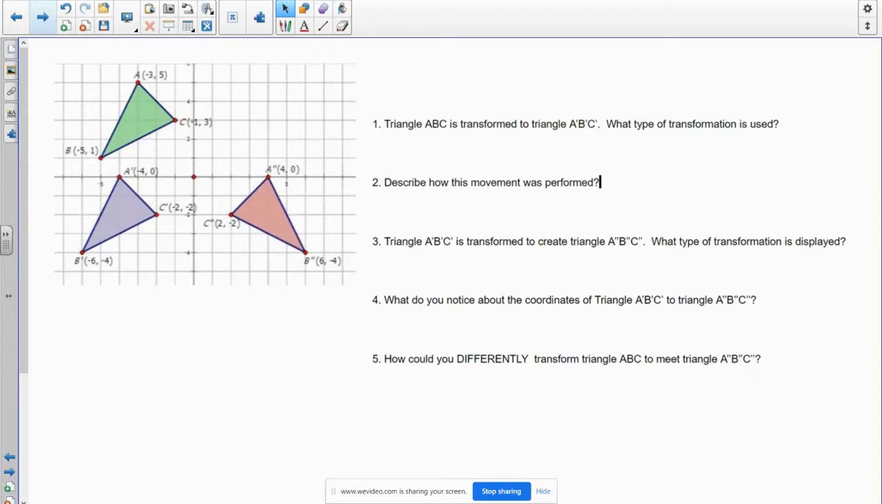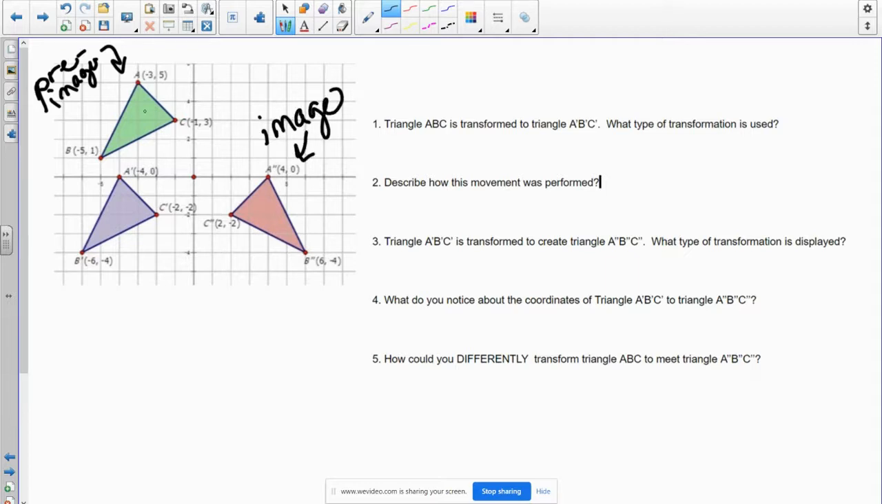So we're going to look at our first one. First, we have to identify which one is the image and which one is the pre-image. So what did we start with and how did it move? If we look carefully, remember these primes mean the number of movements. So we look up here, this is our pre-image, which is our green one. And then it looked like it moved down to our purple one. And then our double prime, which is our reddish colored here, is our image, our final. So the question is, how does it go from green down to the red by doing the purple in between?